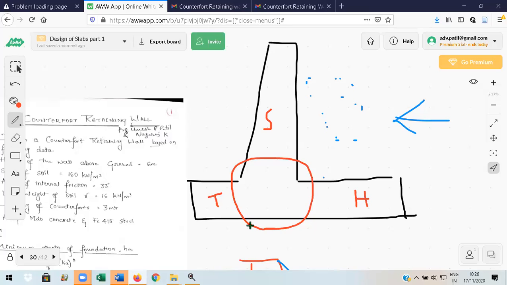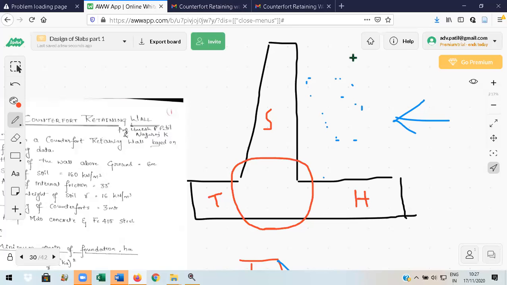Okay, just like a human, our legs, you can say legs. If you see the legs, heel is backside, toe is front side. So heel is going to carry the weight of the earth, and stem will be subjected to horizontal earth pressure. Stem is subjected to horizontal earth pressure. Then heel has to carry the weight of the backfill.